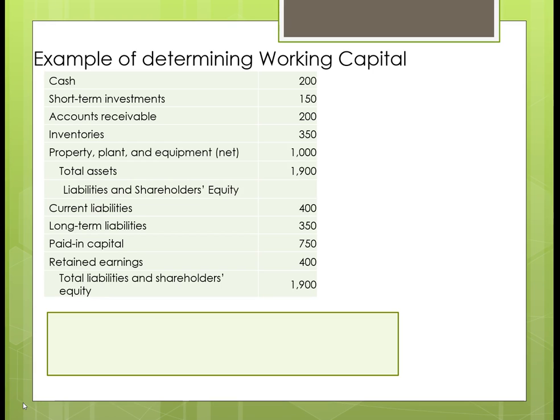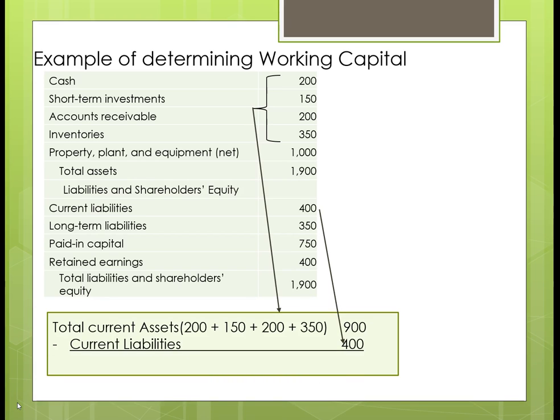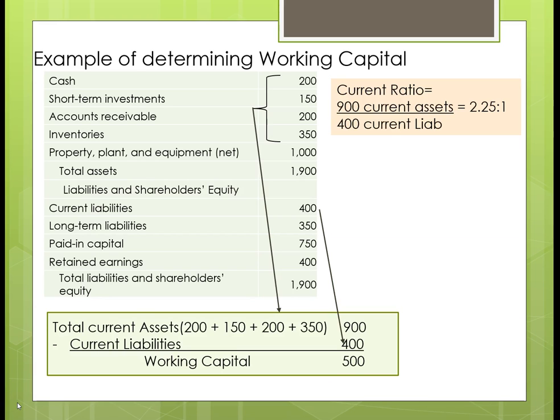First, let's determine our working capital. So first we would look at our current assets. We would add those up and get 900. In this example, we only have one current liability. We subtract those and we get our working capital, which means we've got more than enough funds to cover our long-term obligations.